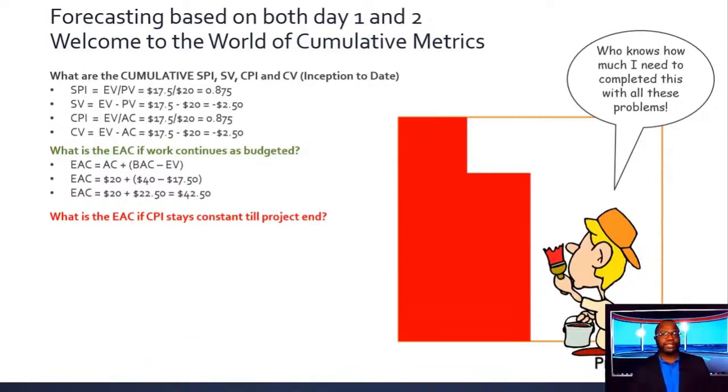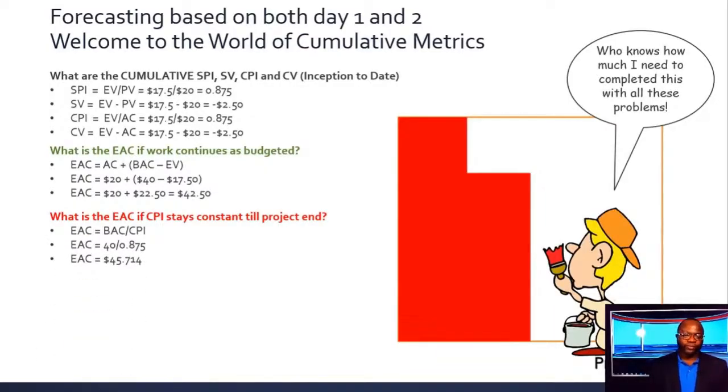Now, what if the CPI stays consistent? Well, the CPI at the moment, cumulative, is 0.875. If we plug that into the formula, we're going to get $45.71. See? That's how you apply. But you need to remember, we're talking cumulative. Cumulative. That is the key to understanding this next level.